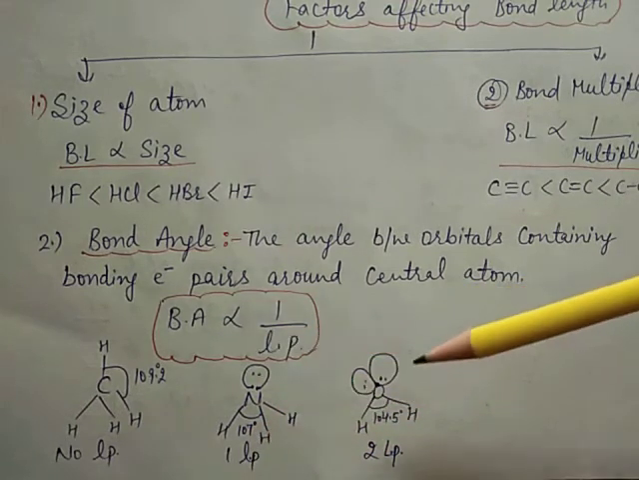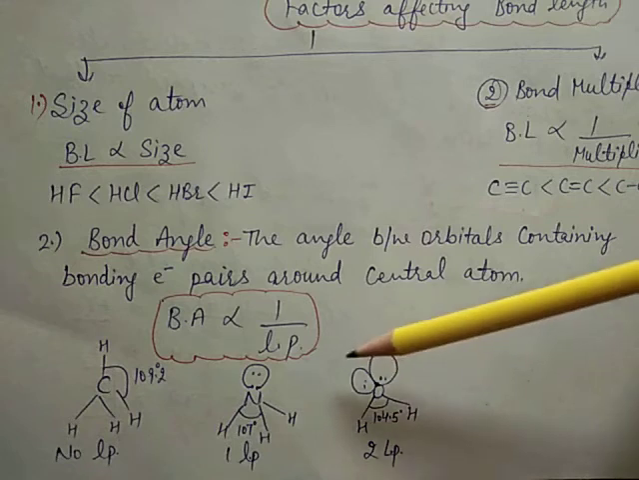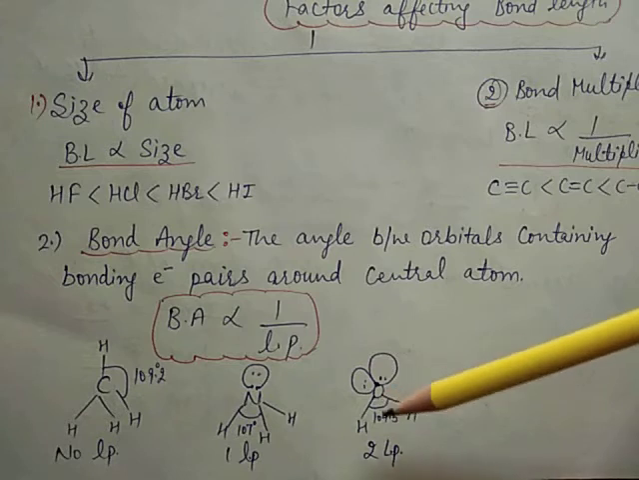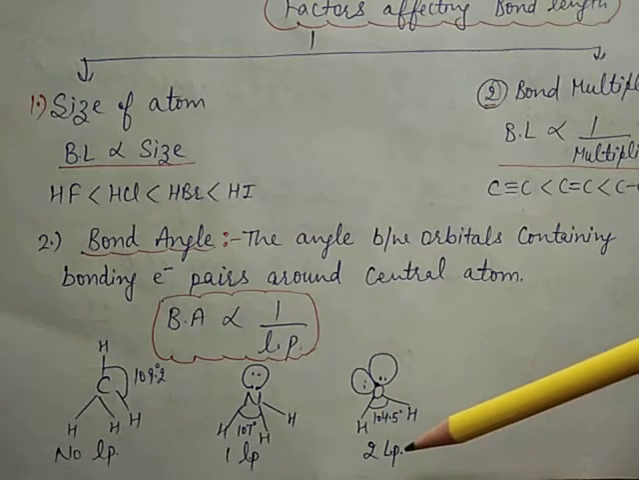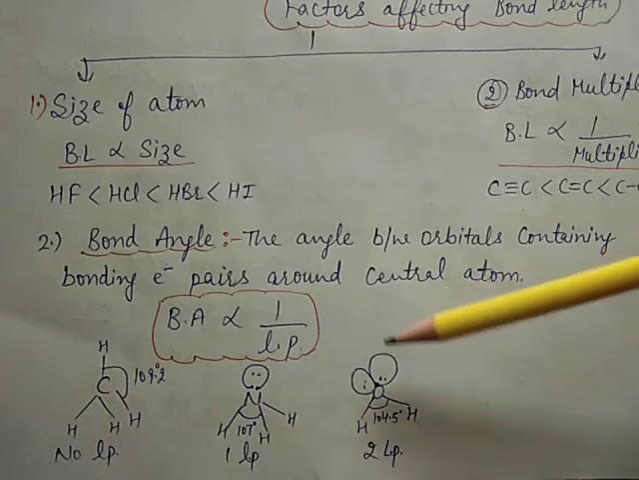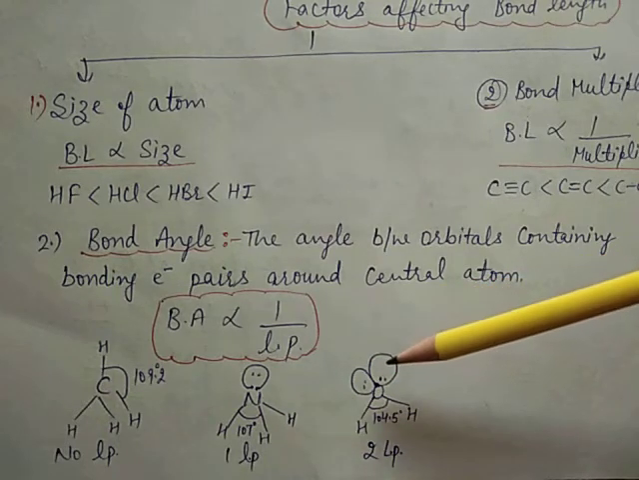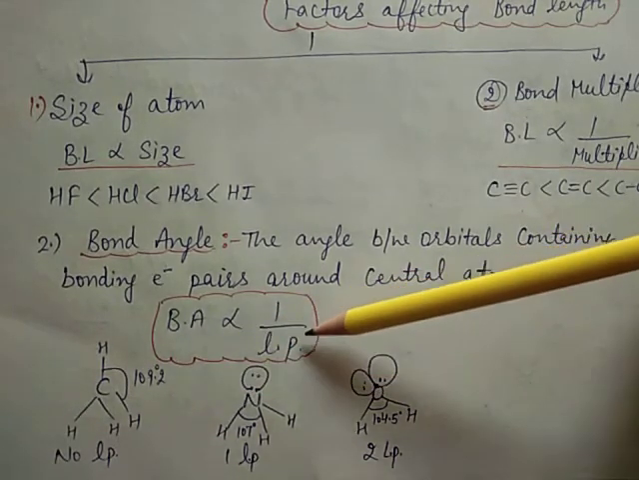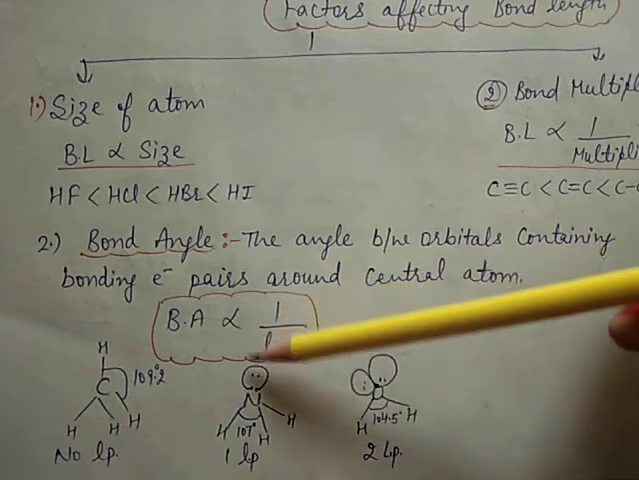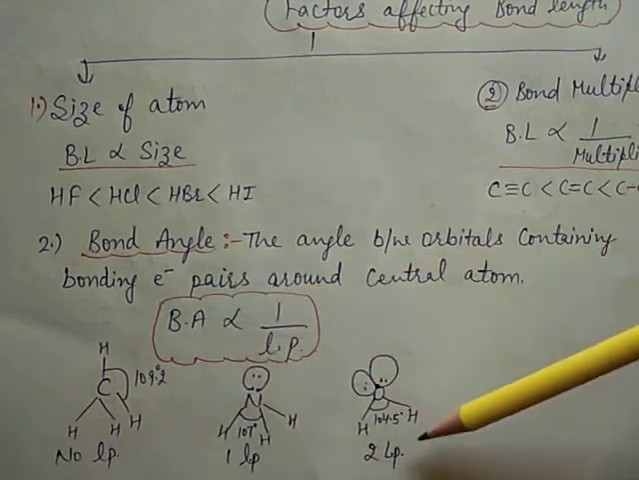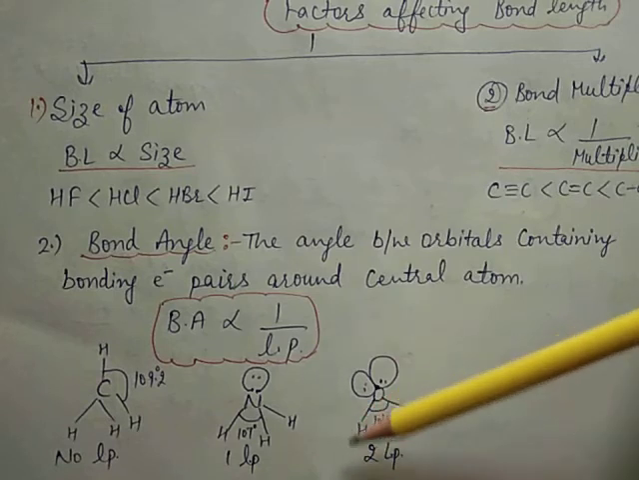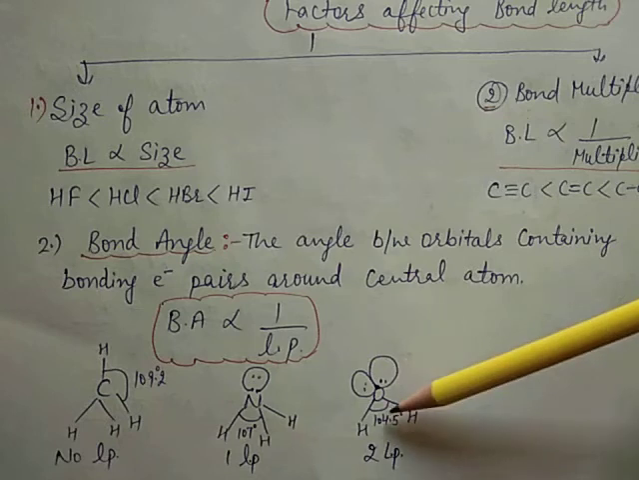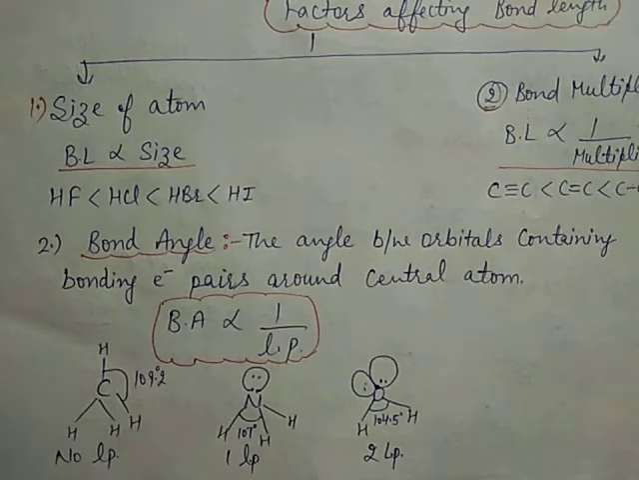In the case of water, H2O having 2 lone pairs of electrons, so the bond angle is reduced to 104.5 degrees. So its bond angle is reduced due to the 2 lone pairs, because a lone pair has a large surface area. So bond angle depends on the lone pair. If the lone pair increases, bond angle decreases. So in these molecules, the water molecule having the 2 lone pairs, the bond angle is reduced in the case of water.